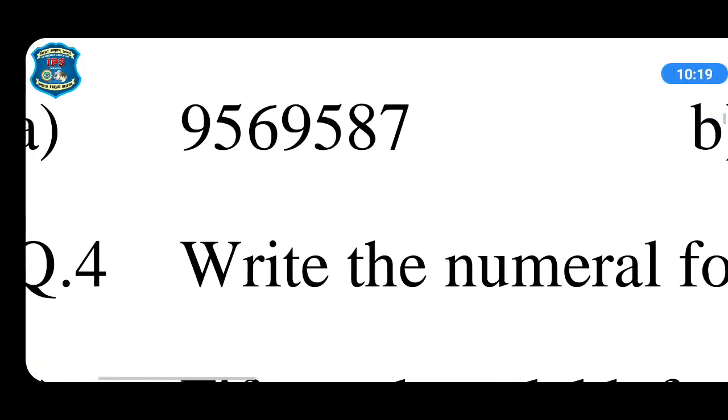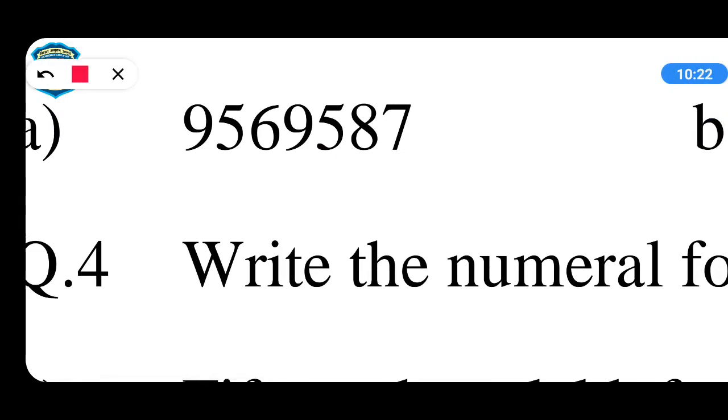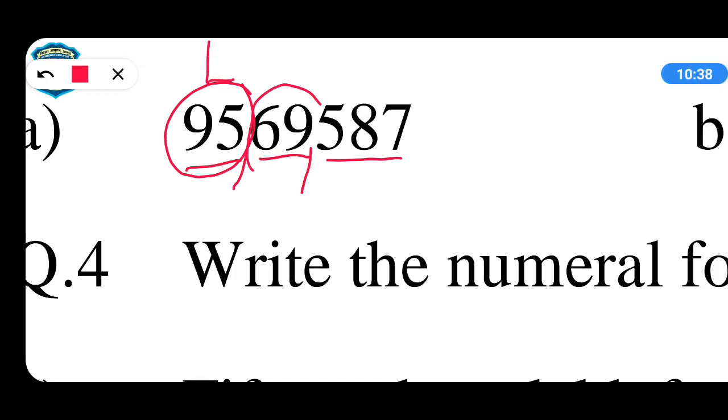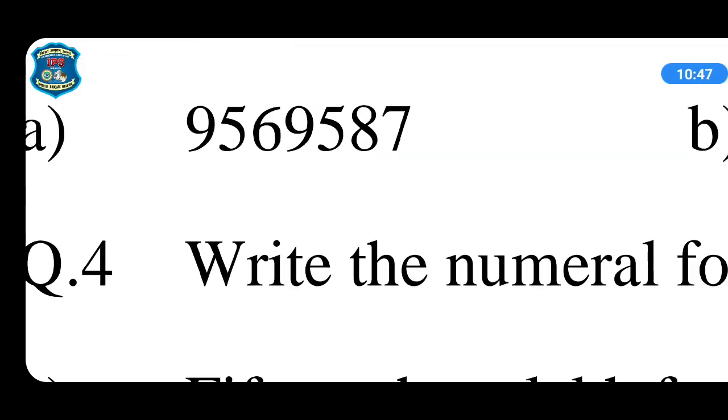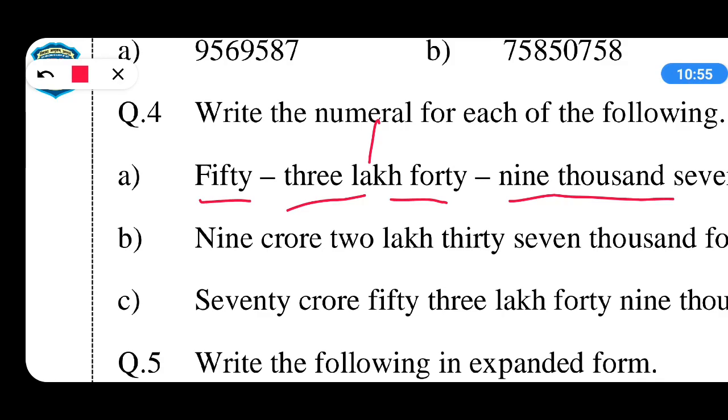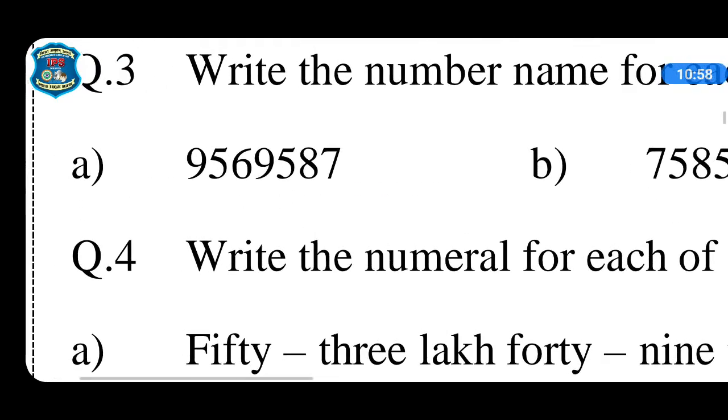So first you have to look at the number carefully, then put commas. So yeah, this is first comma, then 1000, 10,000, then comma, this is lakh, 10 lakh, right? Now you have to write the number name, 95 lakh, 69,587. So you have to write in spellings, in words like this. A number is written 53 lakh 49,000. So in this way you have to write this number in words.